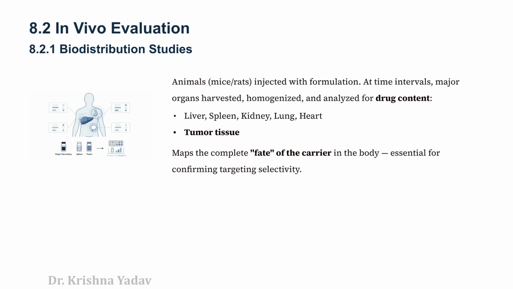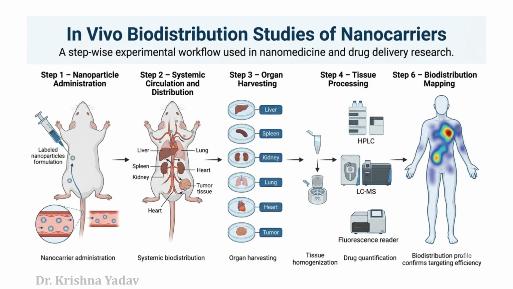We move to 8.2, In Vivo Evaluation, starting with biodistribution studies. Animals are injected with the formulation, and drug content in major organs, including tumor tissue, is analyzed at time intervals. This maps the complete fate of the carrier. This image illustrates the biodistribution process and the resulting analysis, showing drug accumulation across various organs and tumors, confirming targeting selectivity in vivo.